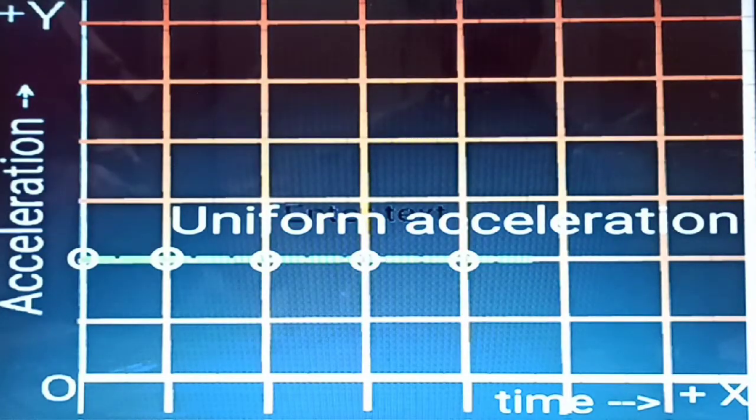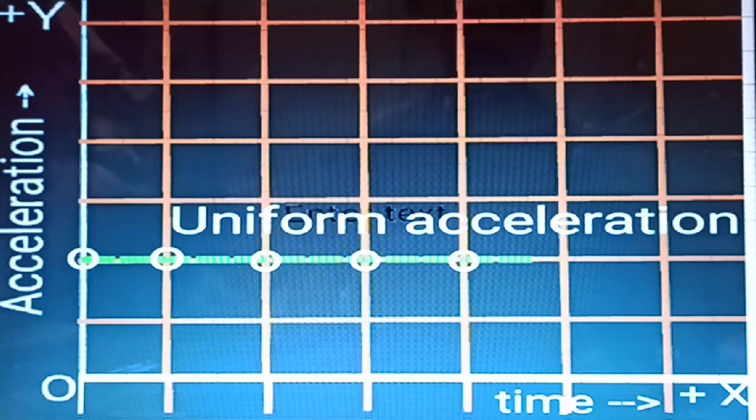This again is an acceleration time graph for uniform acceleration. Here the graph line is parallel to the time axis and it is lying on the positive side of the y-axis.